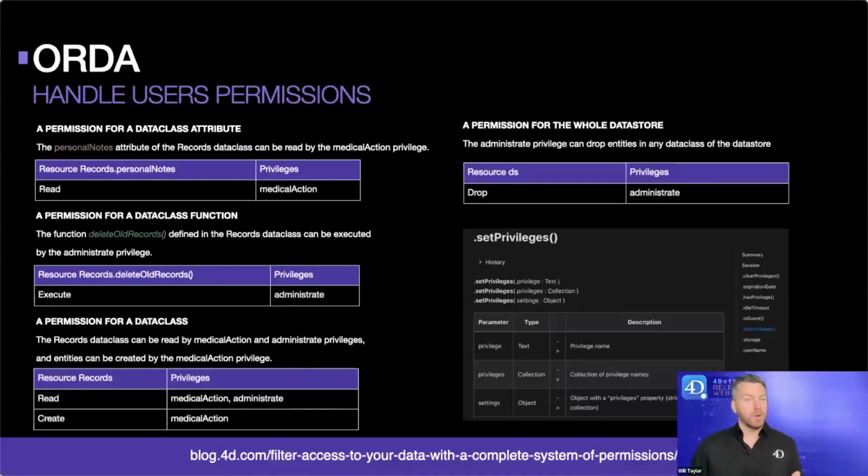Now, these roles, privileges, and permissions are different from the usual 4D groups. They are simply defined in a JSON file in your project folder, where you can describe all the protection rules you want, from the data store to specific data class attributes. It is therefore a very powerful feature with which you can control very finely the access to your data. I recommend you read the dedicated blog post and the documentation, and then you should have everything you need to know about this feature.